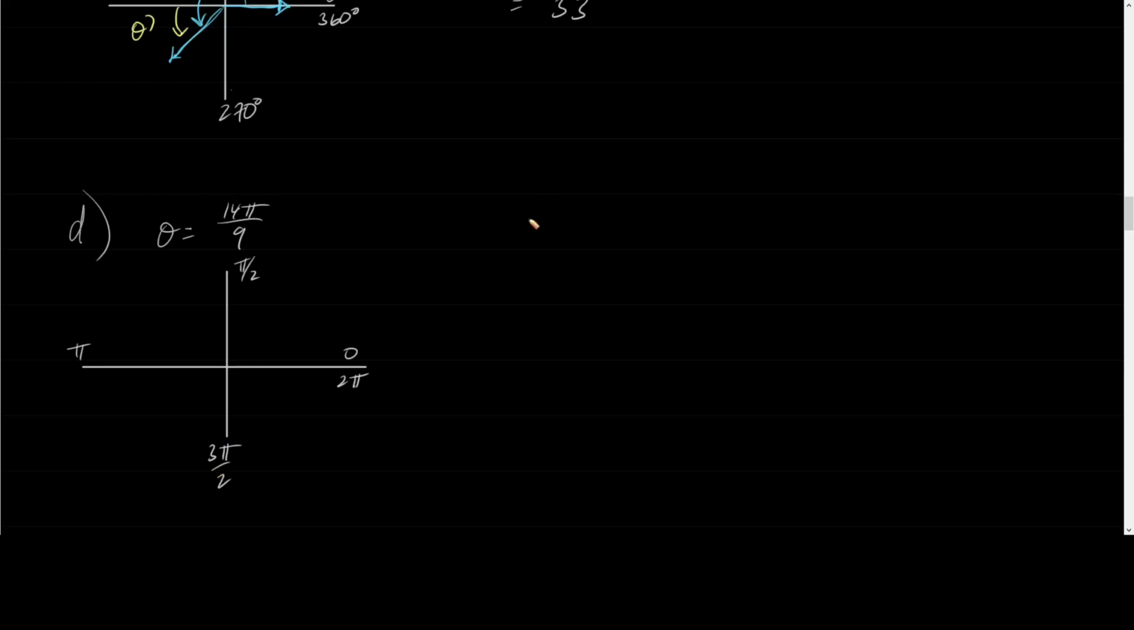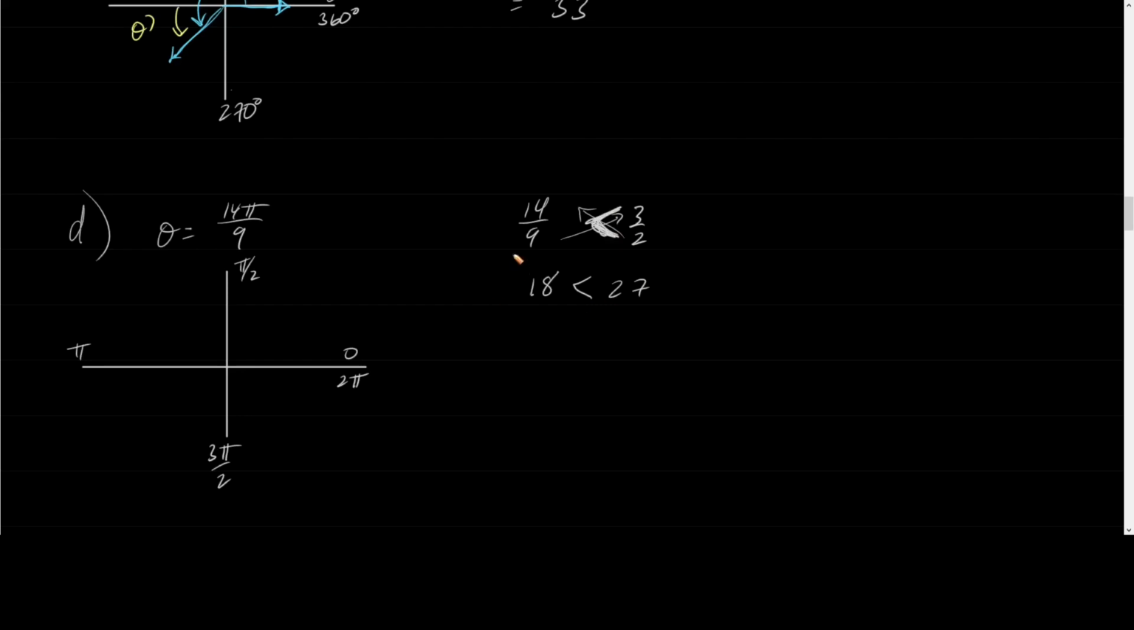All right, so let's see. Between 14 ninths and 3 halves, the question is, which one is bigger? Because that will tell you where our angle really is. So the way that we compare fractions is we can do a cross multiplication. So 2 times 14 is 18, and 9 times 3 is 27. And the thing about doing this is that it preserves inequality.